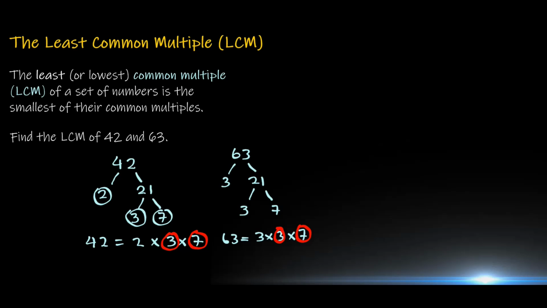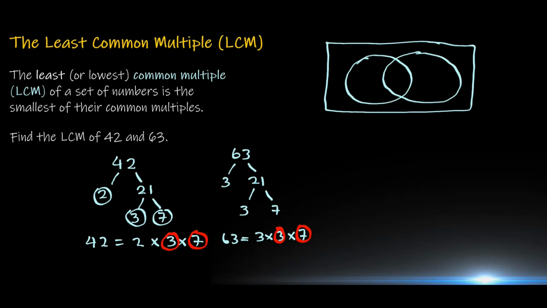So I'm going to draw a Venn diagram. Then I'm going to write 42 in one of the circles and 63 on the right hand side. Where they overlap is the middle bit, so we're going to write the numbers that overlap in the middle. That's 3 and 7. Then the numbers that don't overlap: for 42 I write 2 inside the circle, and I write 3 for 63.